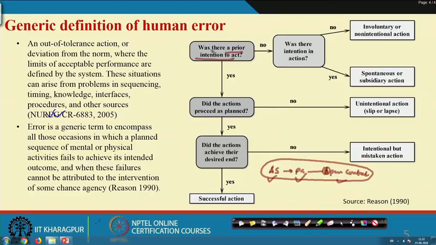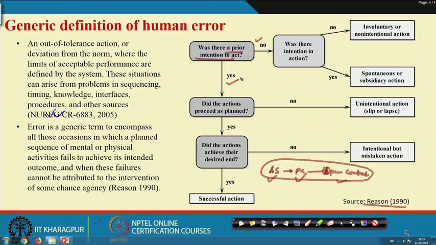So definitely there is intention, yes or no. If there is no intention, then they are involuntary and spontaneous subsidiary actions. This is not our primary concern. We are not interested in that, but if you are interested, please go through this book. There is an explanation. So I am considering the other part. Suppose the intention was there, meaning the planning was done that, to protect against the overpressure condition, the operator will do this and this. There is perfect planning, let it be like this, or the planning may be imperfect also.